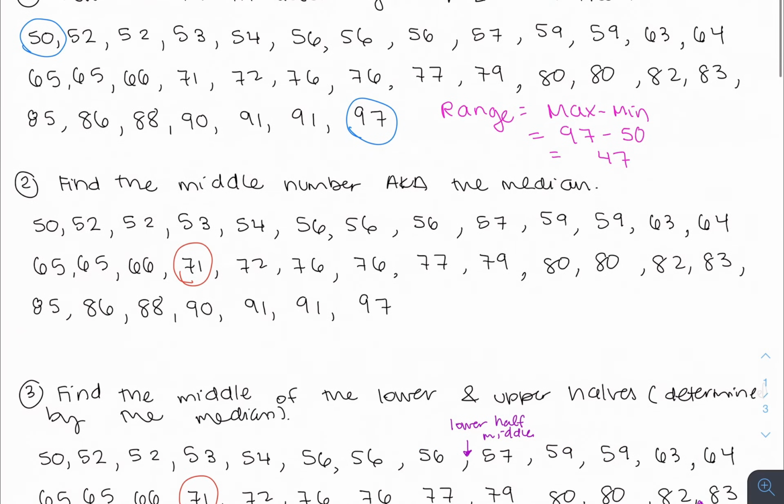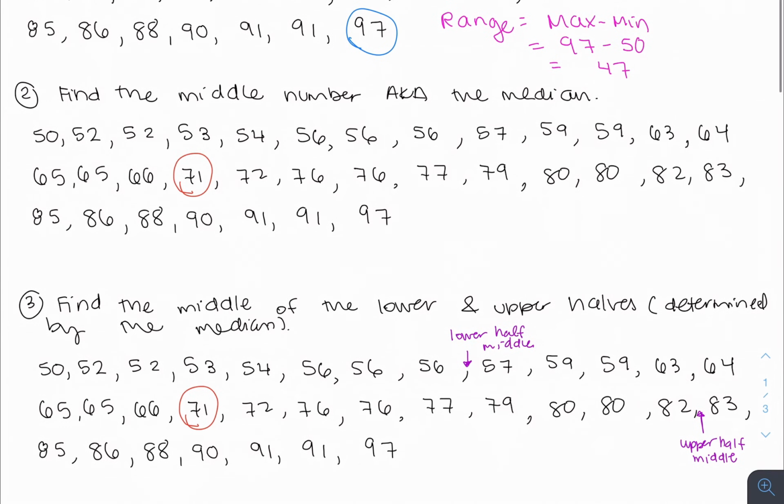After you find the max and min and write every data point in order, the second thing you'll want to do is find the middle number. The middle number is called the median. And there's a couple ways you can do this. You can just do n divided by 2, which is equal to 33 divided by 2 in this case, which would be 16.5, which means you want to circle the 17th number.